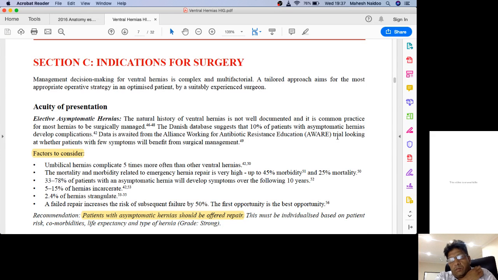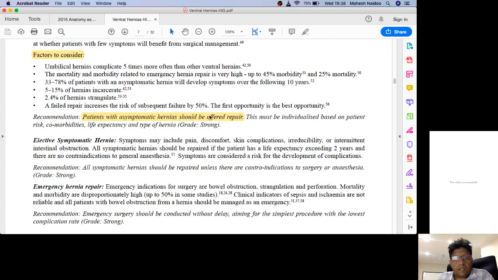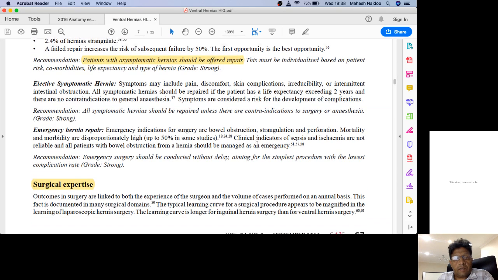Okay, umbilical hernias are very common, and it's important to realize that umbilical hernias complicate 5 times more often than other ventral hernias. Then obviously the mortality and morbidity related to emergency hernia repair, like I said just now, is much higher as compared to elective. There's a whole lot of other facts there that are relevant that you should look at. Patients with asymptomatic hernias should be offered repair. This is what I was talking about now. Don't wait until they complicate.